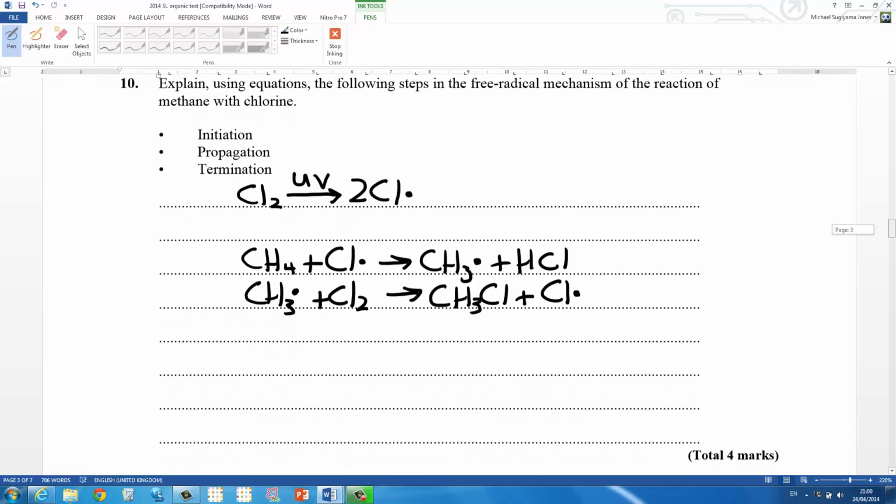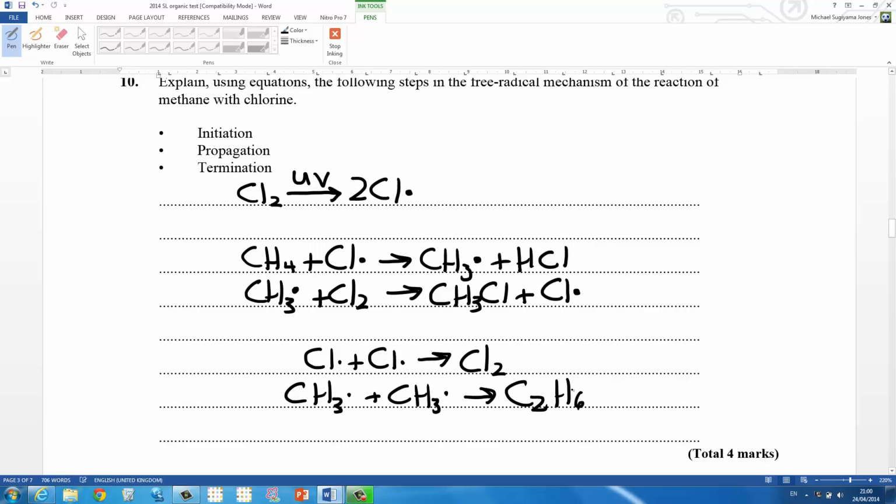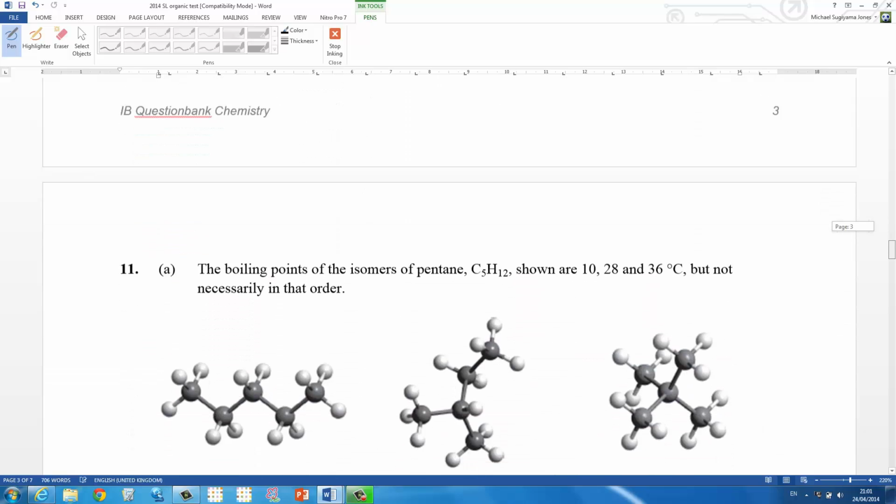And for termination, you need at least one step. So you could have this as a termination step. Or you could have the methyl radicals reacting as a termination step. And that would give you C2H6. And there's one more possibility, which is producing chloromethane. You need one of these. So you need the initiation step, 2 steps in propagation, and at least 1 for termination. Okay, moving on.